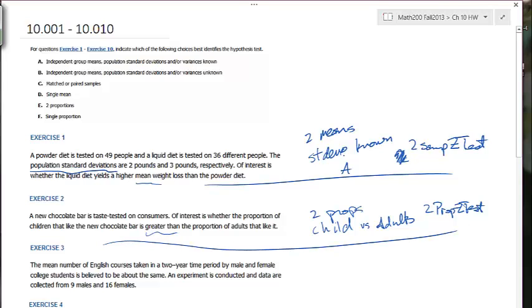Alright, next one, number 3. English courses taken in 2 years by male and female college students believed to be about the same. Experiment conducted. Data are collected from 9 and 16 females. So again, this looks like two means. And this time the standard deviation is not known. So this would be type B. If we're keeping track of the types, number 2 is type E.